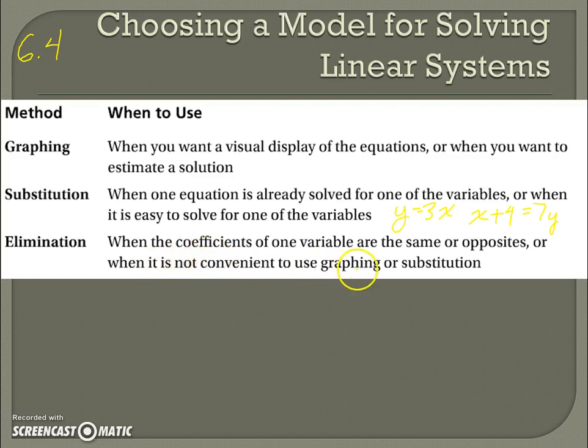Elimination is when the coefficients of one variable are the same or opposites, or it's not convenient to use graphing or substitution. So this is the fallback. All right, so I check substitution first, and if that doesn't work, you go to elimination. And these are your 3 methods to solve a system of linear equations.